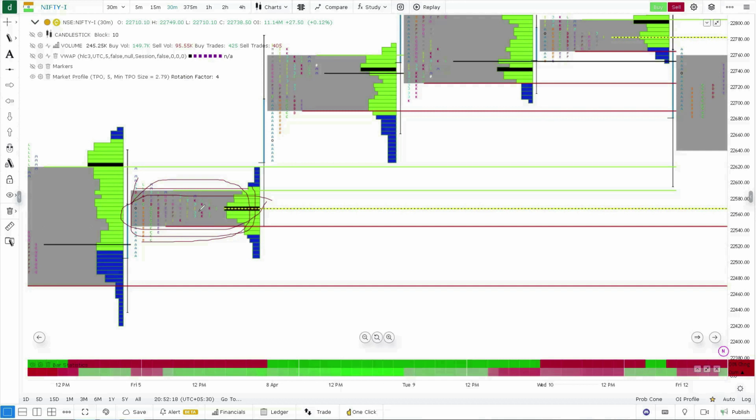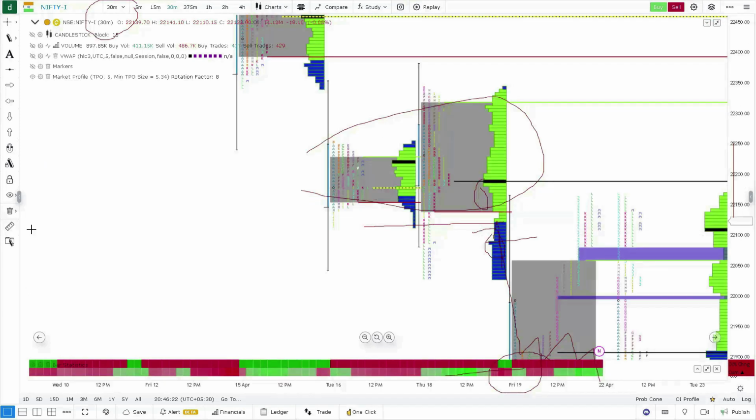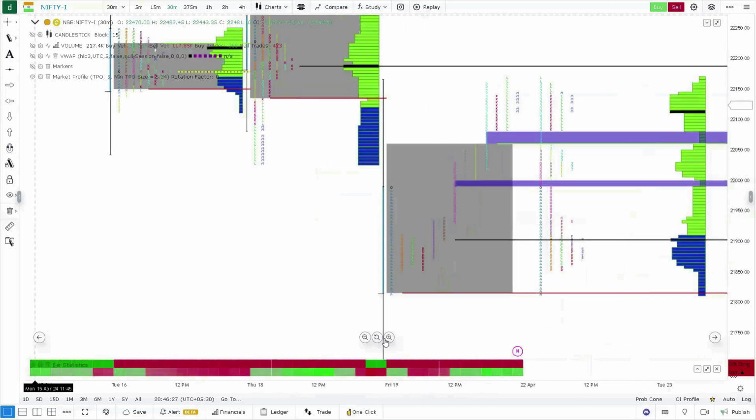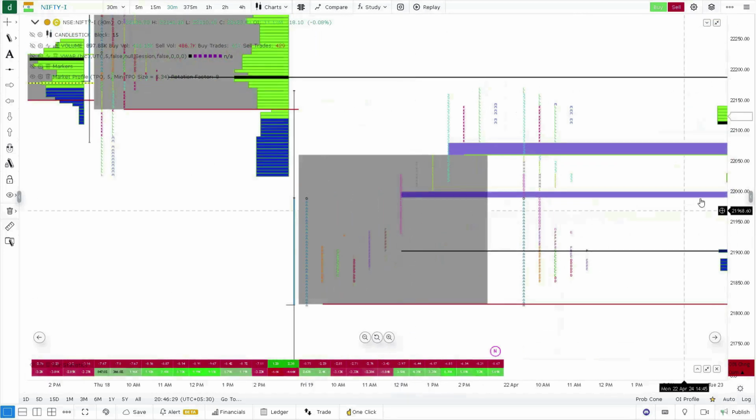So let's understand what Steidlmayer means. Here there is a strong value and the prices went up. How far will the prices go? Once the momentum in the market goes, automatically the prices revert back to the value. So a market profile chart looks like this. Instead of a candlestick, we have, so this is yesterday's candle, this is yesterday's profile.